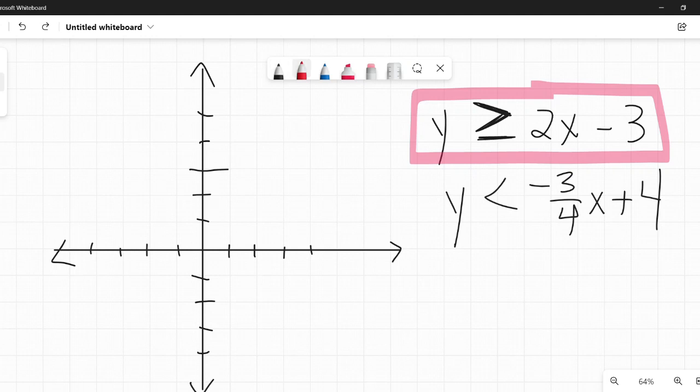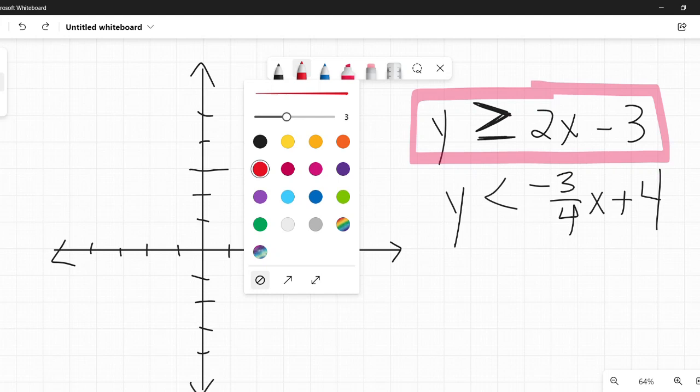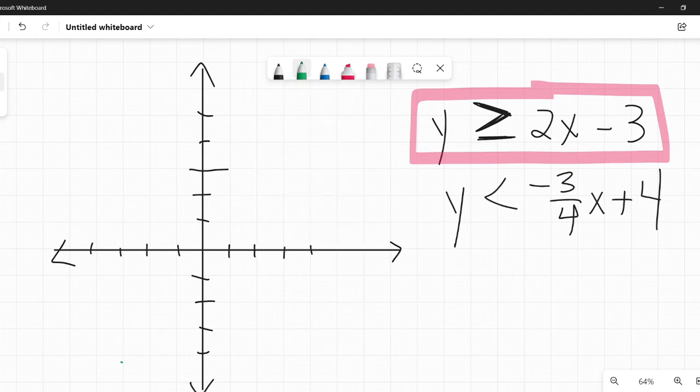I'm going to do this in, let's do it in green. So my y-intercept is negative 3, and my slope is 2, so I go up 2 over 1, and then go up 2 over 1, and then I have my line there. And it is a greater than or equal to, so it is a solid line.